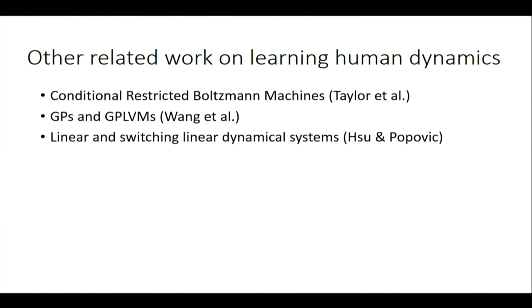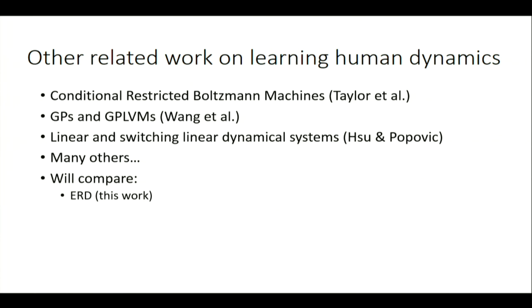There are linear and switching linear dynamical systems. I don't think there's an example of this in the video, but I wanted to mention it because it's also a popular class of dynamics models. It's basically a linear model that can switch into different linear modes. And then there are lots of others.